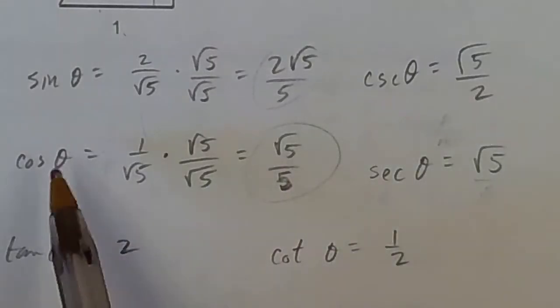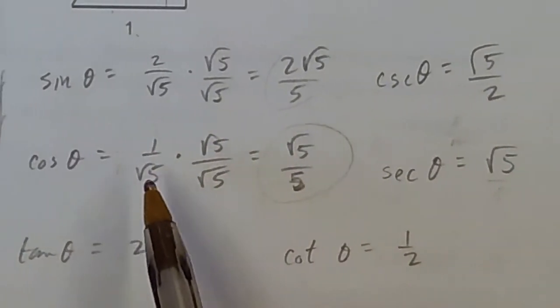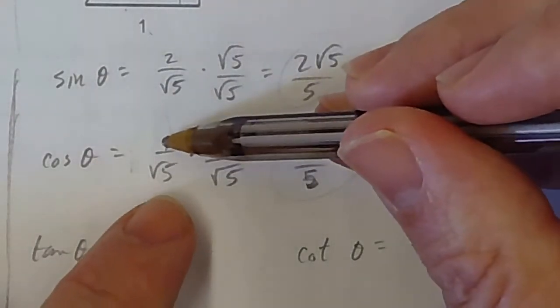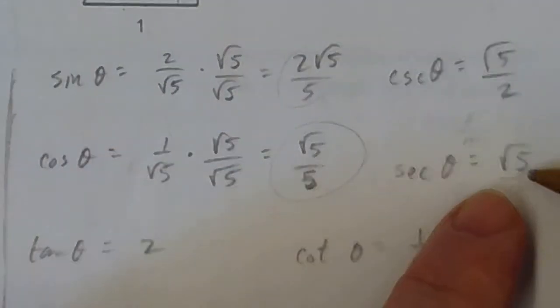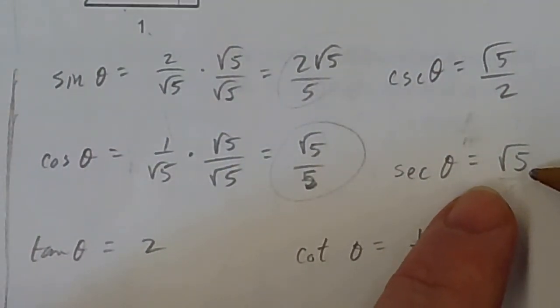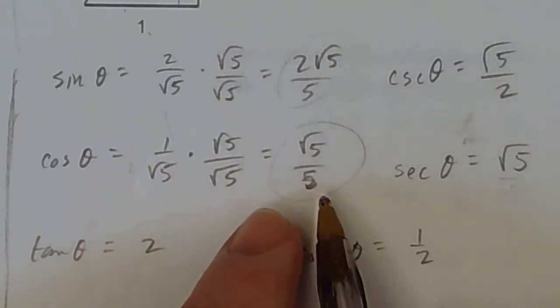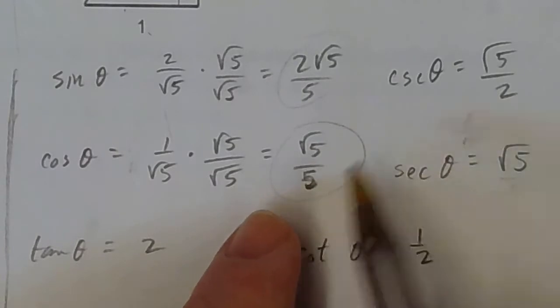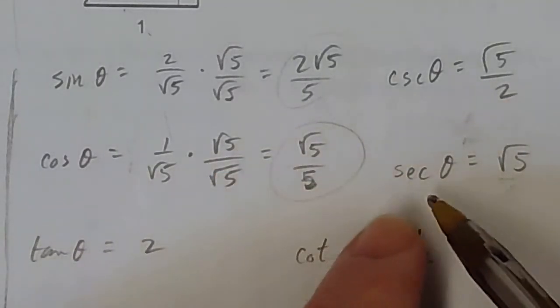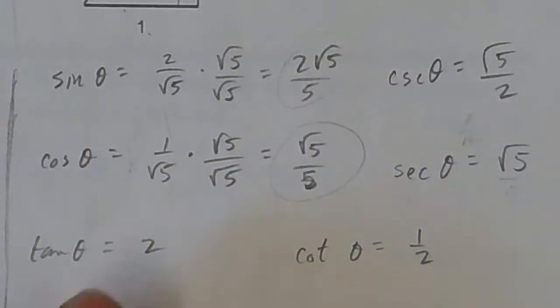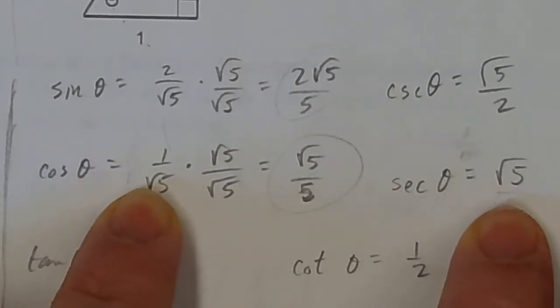All right, cosine is adjacent, so 1 over square root of 5. Here's the time-saving trick. Flip that over right now to get secant, square root of 5 over 1. Okay? Then you rationalize it to get this for cosine. If you didn't see that, you'd have to flip that over and then rationalize secant as well. But might as well just do it right now.